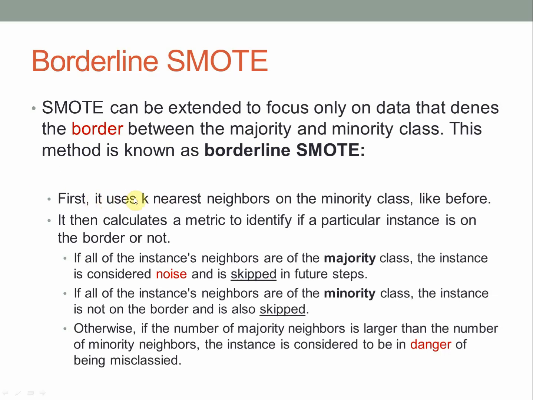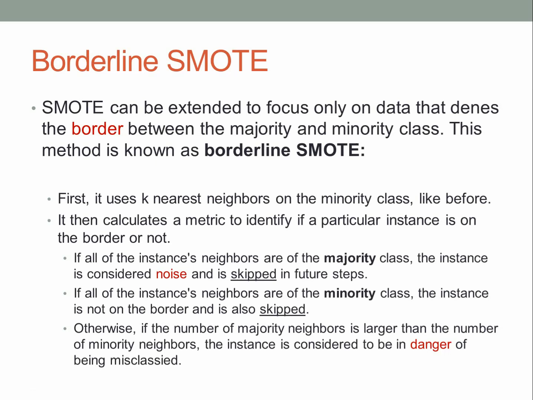In Borderline SMOTE, this is slightly different. You try to find the neighbors. It can be majority, it can be minority as well. So it looks for the neighbors among all of the instances. That's the difference between Borderline SMOTE and SMOTE. Again, for SMOTE, it only looks for the neighbors in the minority. For Borderline SMOTE, it looks for neighbors in the whole data set.